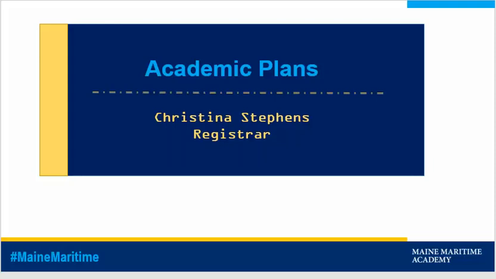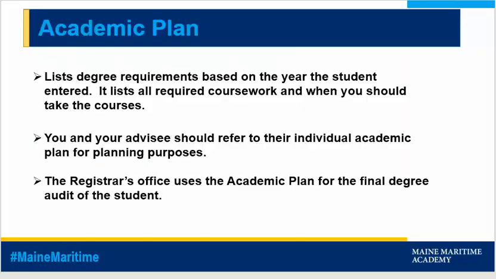This video is going to cover academic plans and how to read them, how to understand them to work with your advisees. First, let's cover what an academic plan is. An academic plan lists degree requirements based on the year the student entered the academy. It lists all the required coursework, and it also gives you when the student should take those courses. You and your advisee should refer to their individual academic plan for planning purposes.